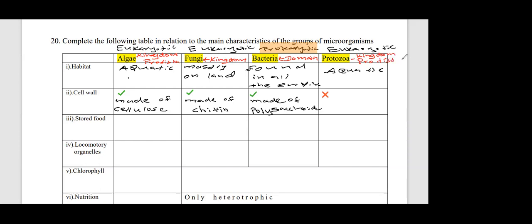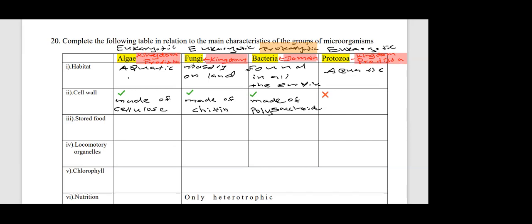So there are four kingdoms: kingdom Animalia, kingdom Plantae, kingdom Fungi, kingdom Protista. But remember, there's nothing called kingdom Bacteria. Bacteria is a domain. Protozoa, kingdom Protista. Algae also kingdom Protista. And fungi, that's kingdom Fungi. Fungus under kingdom Fungi.